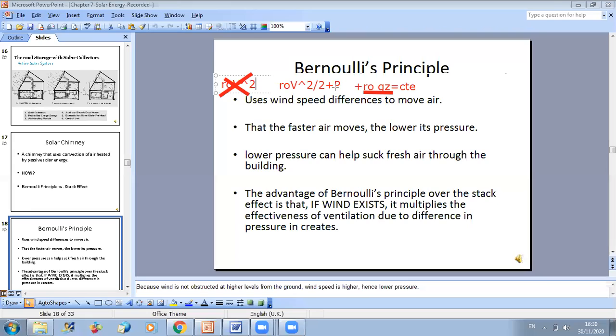On the other hand, the good thing in stack effect is that even if we don't have wind, we can have a motion of air due to temperature difference, due to buoyancy effect. Okay, so we will see this in more detail in the following slides.